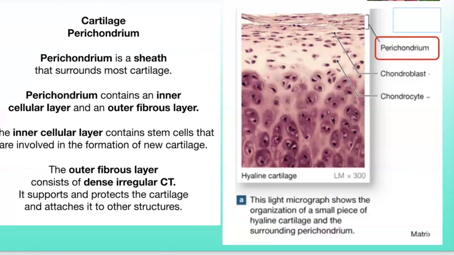Perichondrium. Perichondrium means around the cartilage. Perichondrium is a sheath that surrounds most types of cartilage. It contains an inner cellular layer and an outer fibrous layer. The inner cellular layer contains stem cells that are involved in the formation of new cartilage, whereas the outer fibrous layer contains dense, irregular connective tissue. The outer fibrous layer supports and protects the cartilage. It also attaches it to other structures.